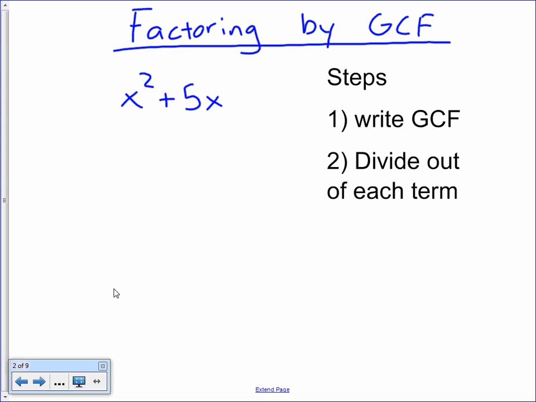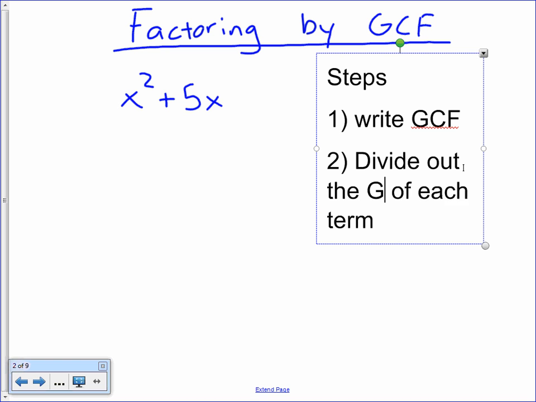So when you factor by the greatest common factor, the first step is you're going to write the greatest common factor of whether it be 2 terms, 3 terms, or anything. In step 2, you're going to divide out of each term. And I should say divide out the greatest common factor of each term.